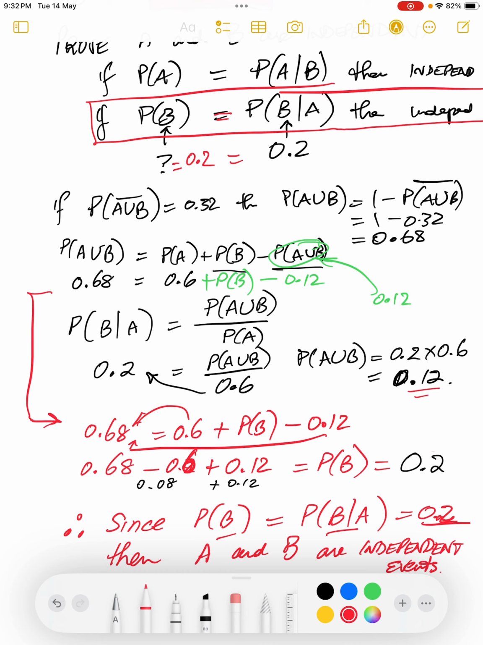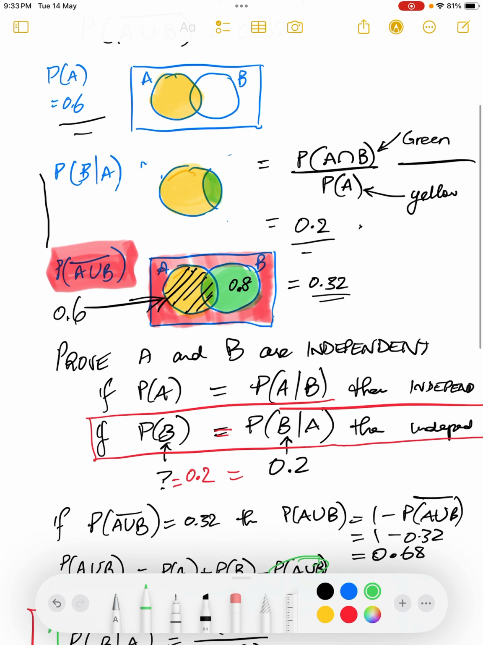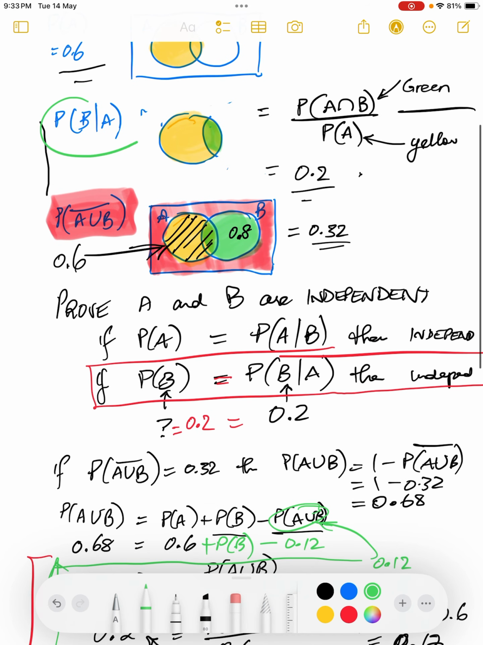All right, a little bit of a complication. We had to use the concept of probability of B given A to find out what the probability of A intersect B is, so that we could then go back and find in this formula what the probability of B equals.